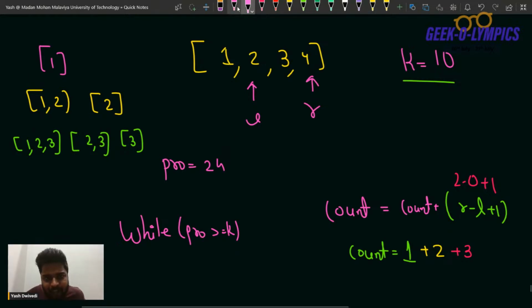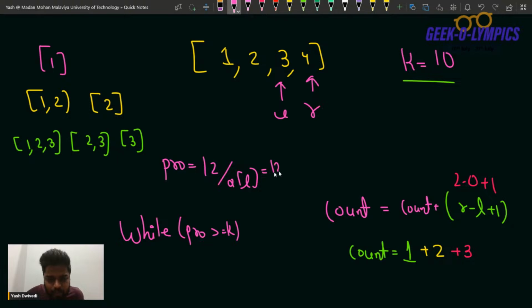Now again, before moving forward from this index, I'll divide the product by A of L. So I will do 24 by 2, and the product will become nothing but 12. Then I move my L here. The product is 12 and still greater, so again, before moving L forward, I divide the product by A of L. Now this will be 12 by 3, which is nothing but 4. So the product becomes only 4, and I'll do L plus plus.